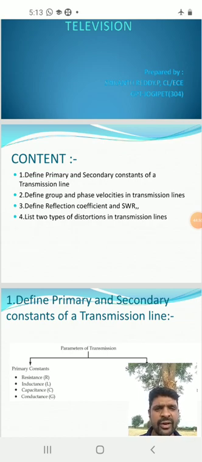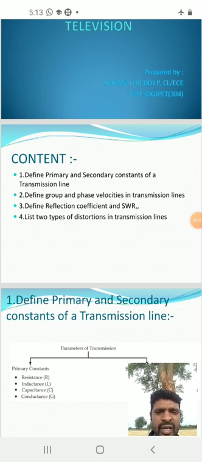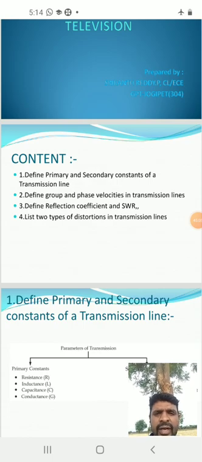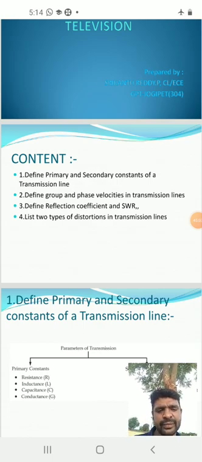Define primary and secondary constants of a transmission line. Define group and phase velocity in a transmission line. Define reflection coefficient and standing wave ratio. List two types of distortions in a transmission line. These are today's discussed topics.